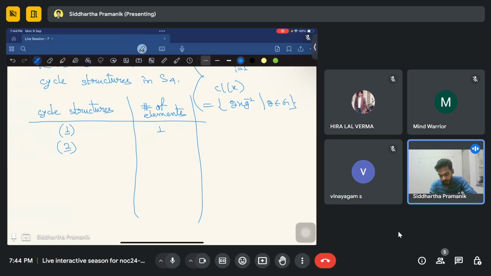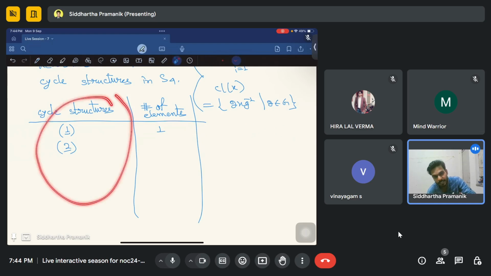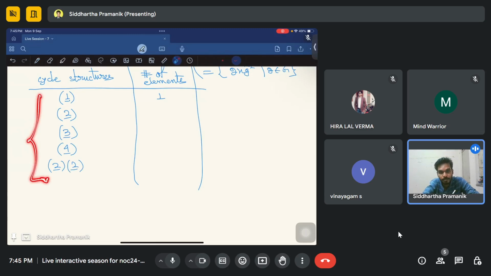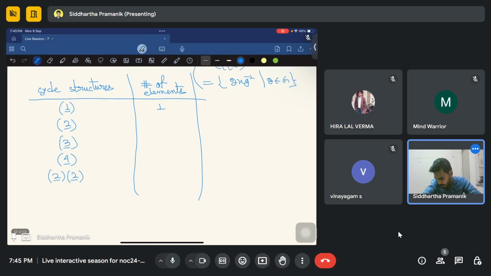So let's make the number column first, completing the left hand side of this table. So we have 2 cycles, we have 3 cycles, we have 4 cycles, and we have product of 2 cycles. So only these 5 types of elements are there in S4, right? There are no other cycle structures. I hope this is clear.